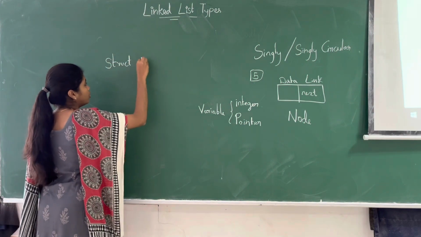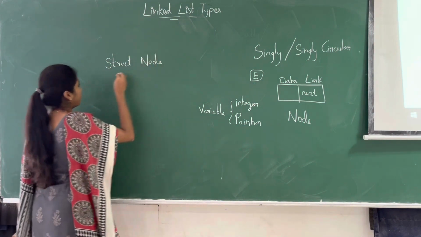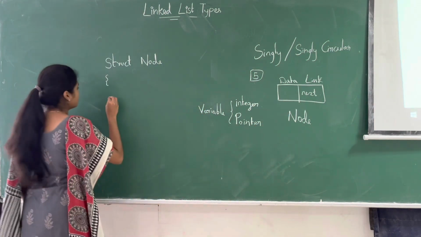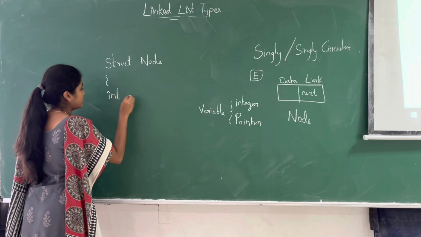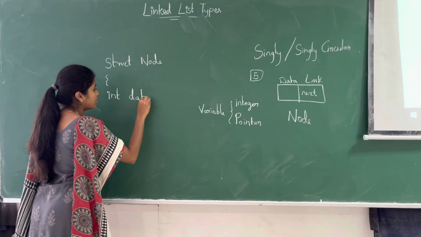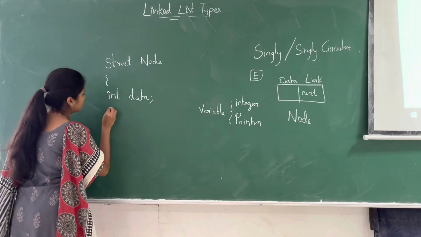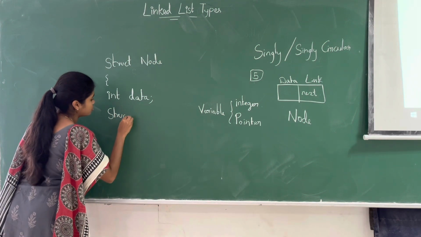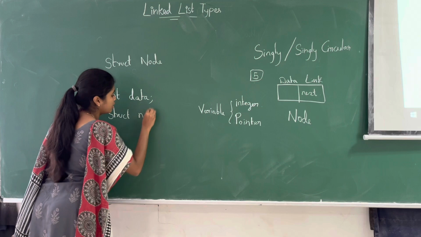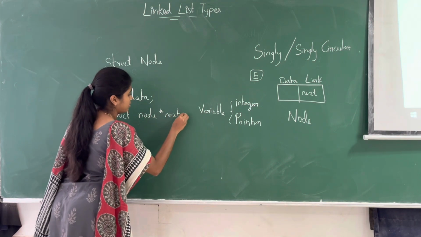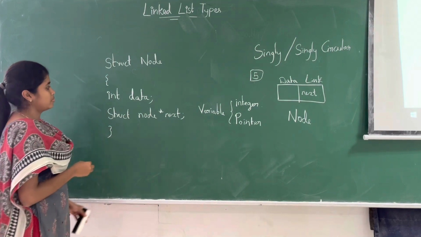Struct node. First is the data part. So int data. Next is the link part where the address will be stored. Here, struct node, the address of the next node will be stored. So next, close.